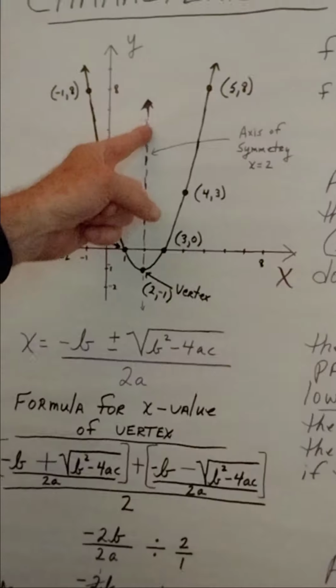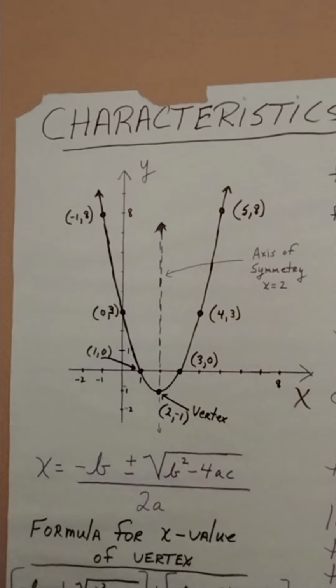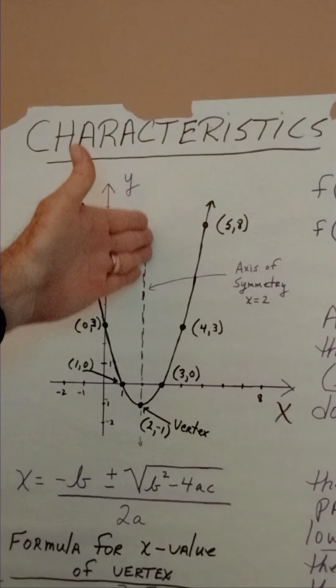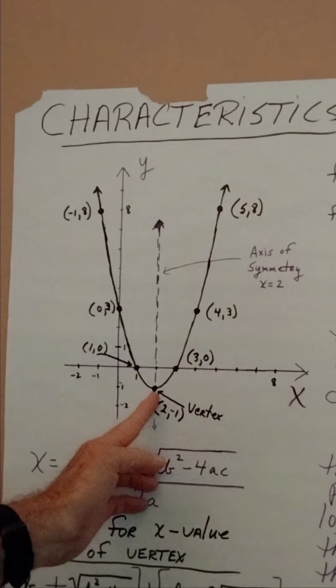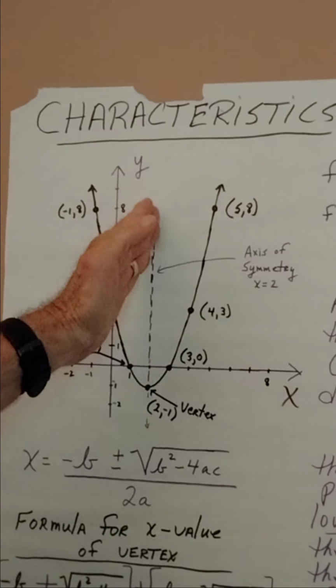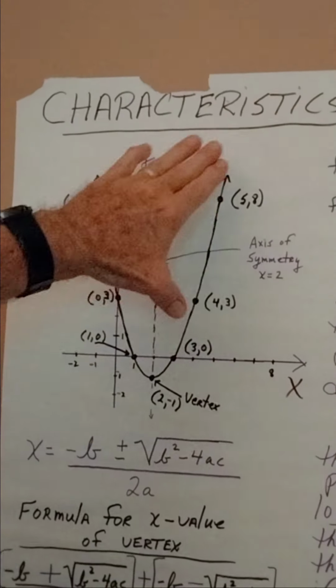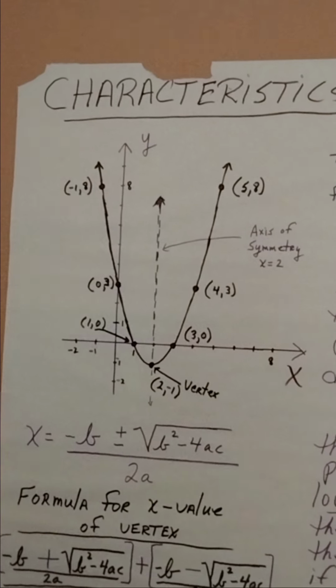This mirrored line right here, you can see that it's dotted. It's not part of the graph. It's an imaginary vertical line that intersects or cuts straight through the point of the vertex. And what that vertical line does is it cuts this entire parabola exactly in half.